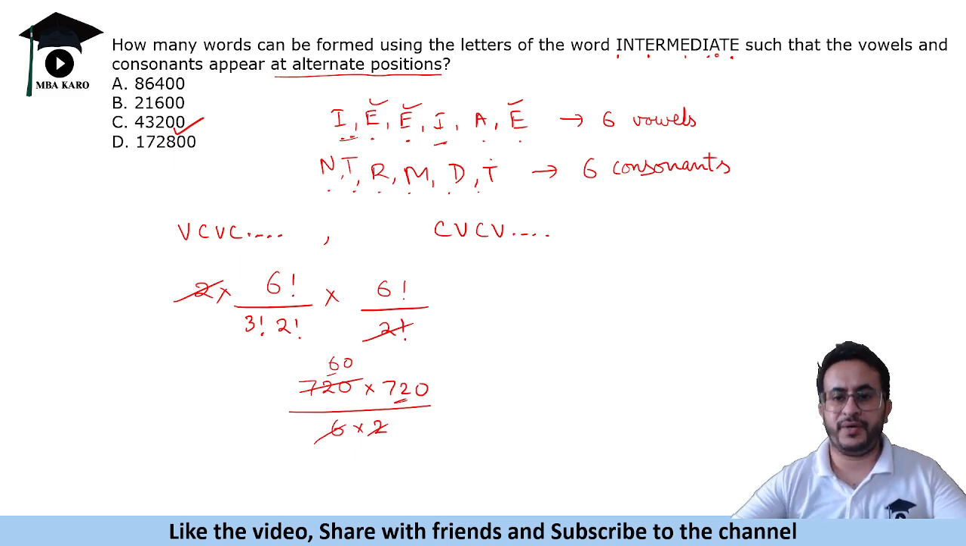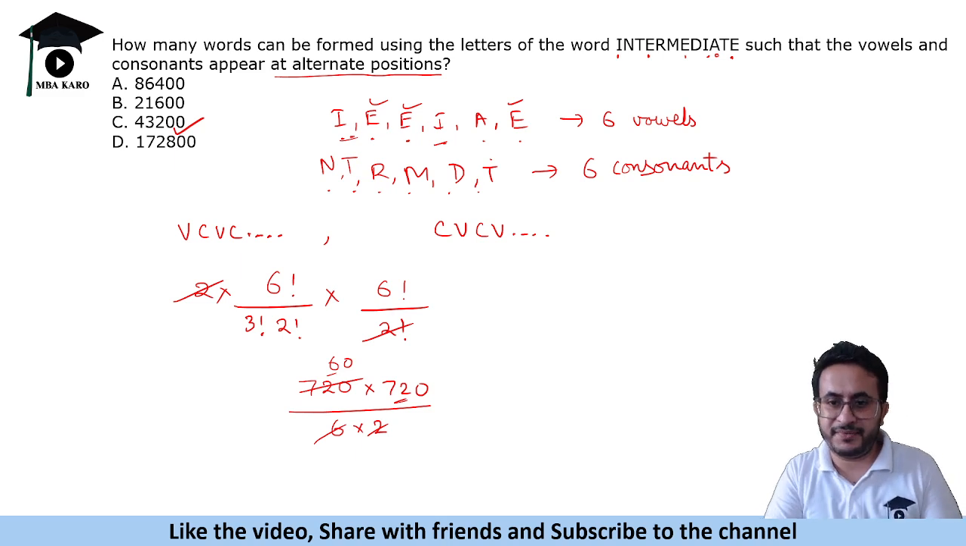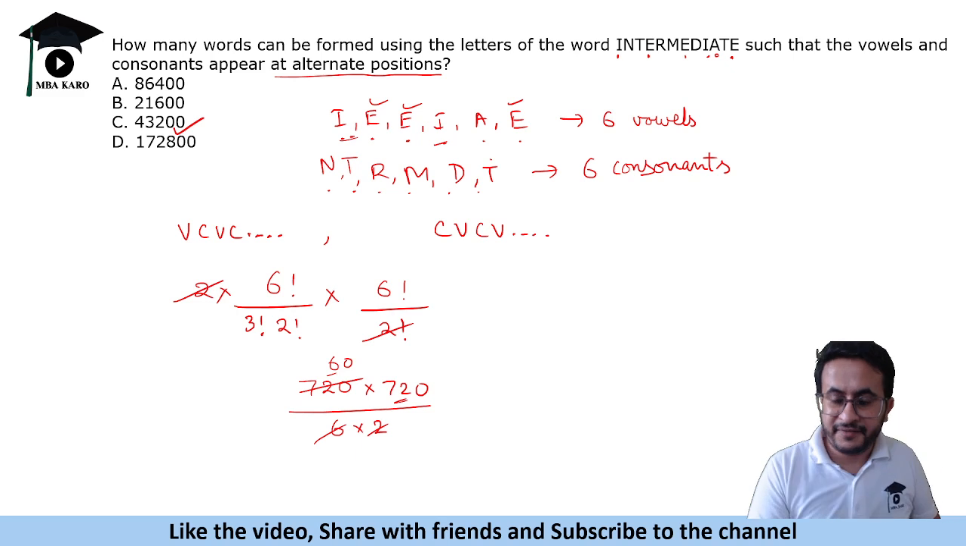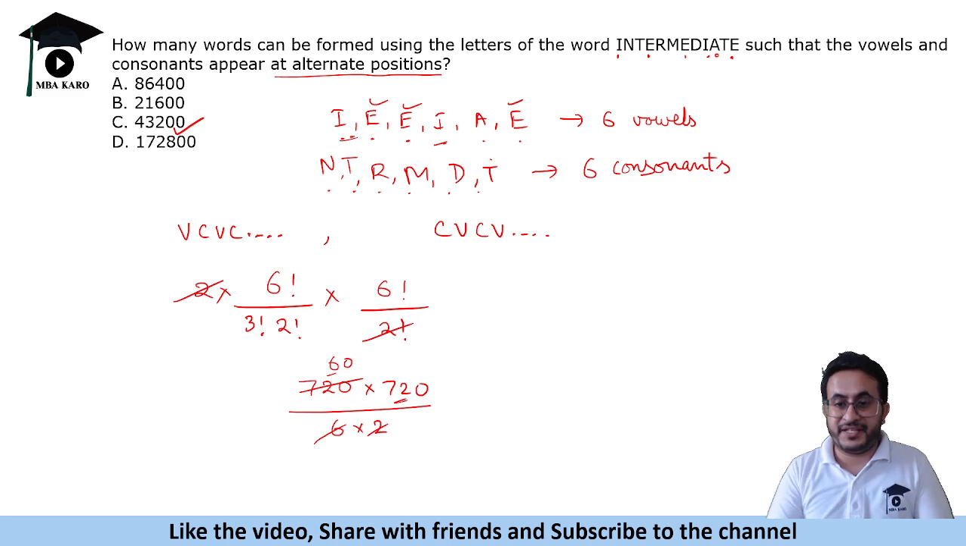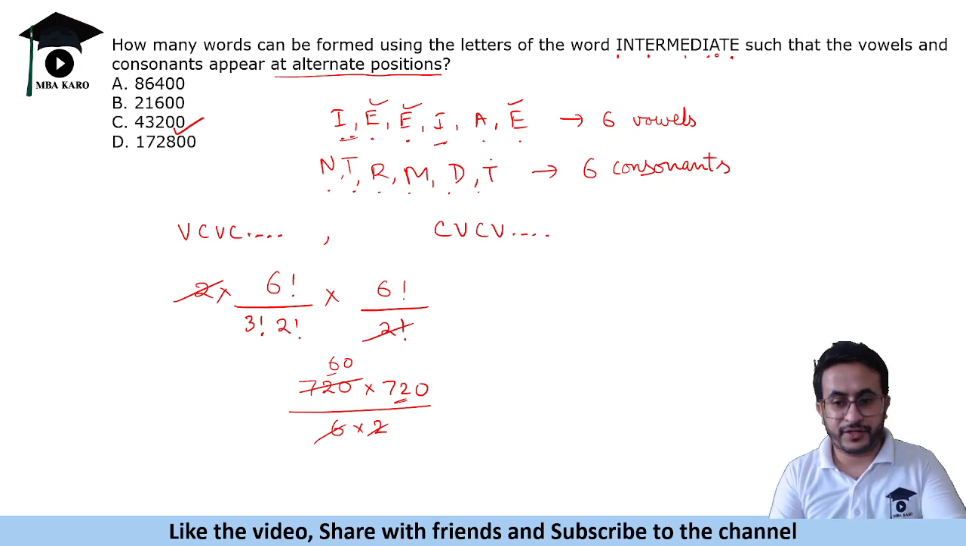So what we do is we make bundles. So we are given 2 bundles and do arrangement within the bundles. So in one bundle, since there are 6 elements, it will be 6 factorial divided by the number of repetitions. So if an element is repeating 3 times, we will divide by 3 factorial. If an element is repeating twice, we will divide by 2 factorial. So that is the answer.